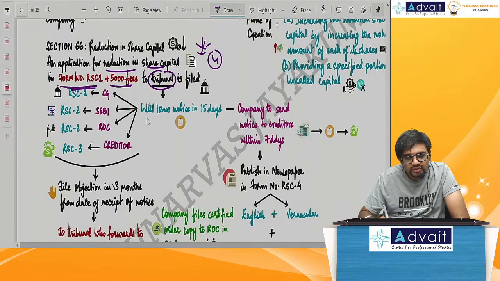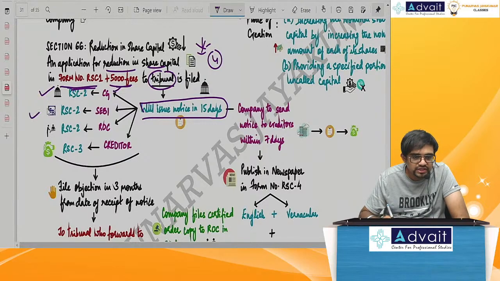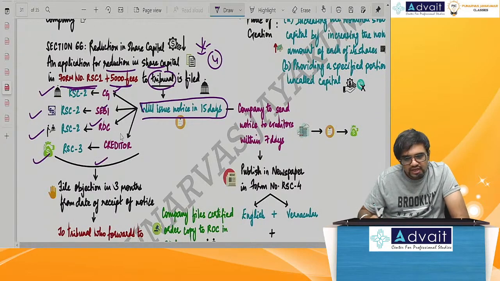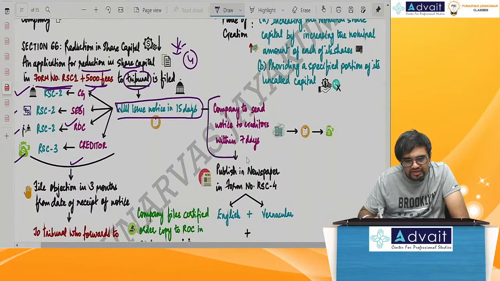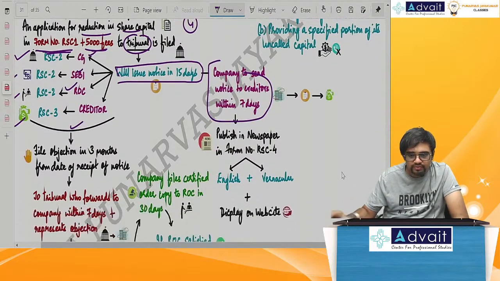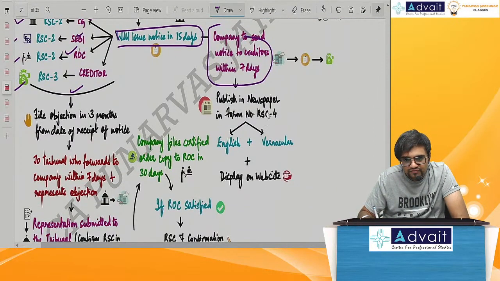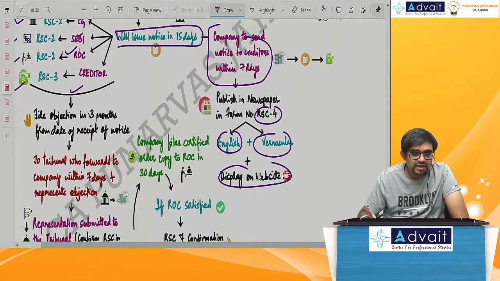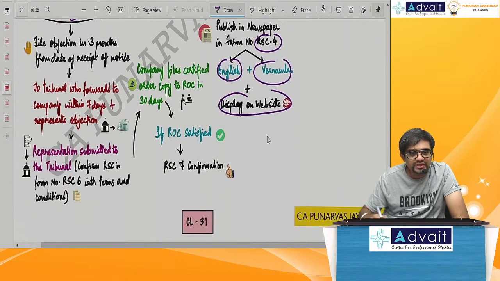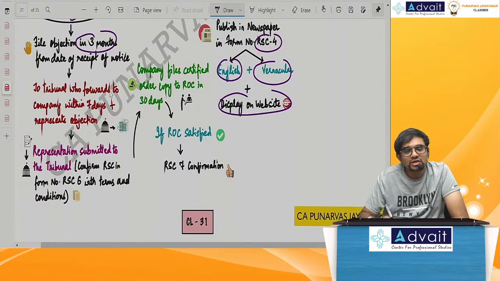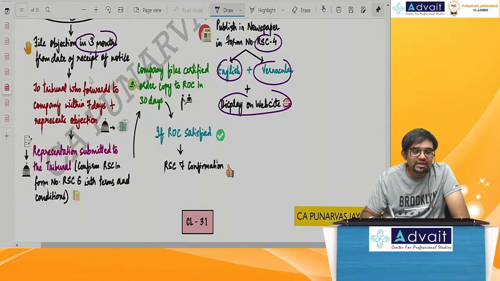Then the tribunal will issue notice in 15 days, in RSC2 to the Central Government, in RSC2 to SEBI, in RSC2 to ROC, and in RSC3 to the individual creditors. Company should send notice to creditors within 7 days, that's what RSC3, and also publish in the newspaper in RSC4, one English newspaper, one vernacular, and also display on the website. Company files the certified order within 30 days. Basically, creditors will have 3 months to object. I will forward to everybody and they will have 3 months to object.